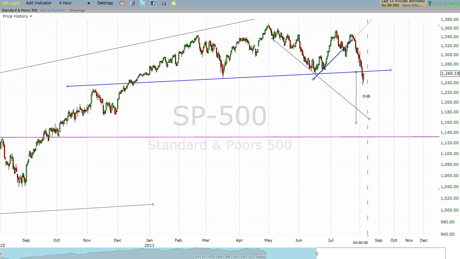I want to remind you the way we measure our expected targets from a head and shoulders pattern, whether it's inverted or a top, is we measure the height of the head, and then we look at the spot of the breakout, and then that gives us the expected minimum target, which in this case is 1160.